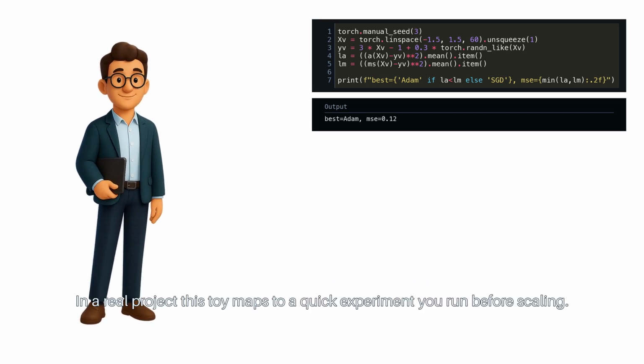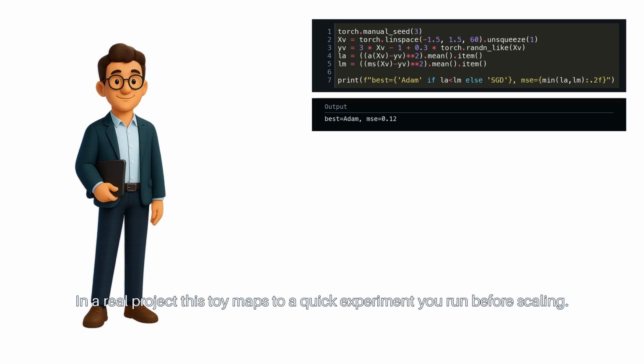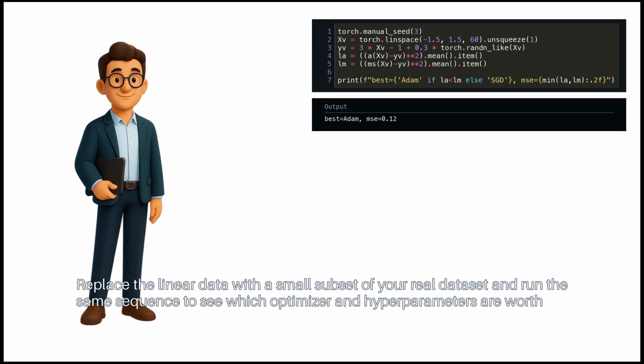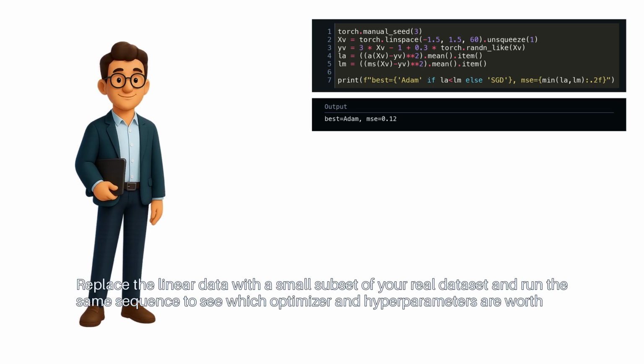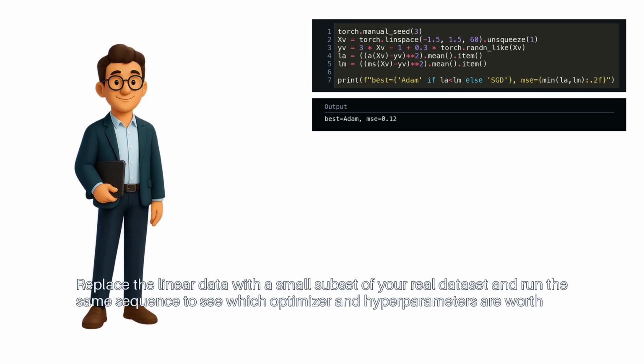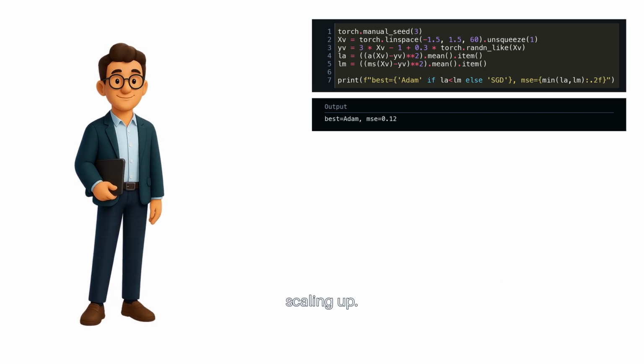In a real project, this toy maps to a quick experiment you run before scaling. Replace the linear data with a small subset of your real dataset and run the same sequence to see which optimizer and hyperparameters are worth scaling up.